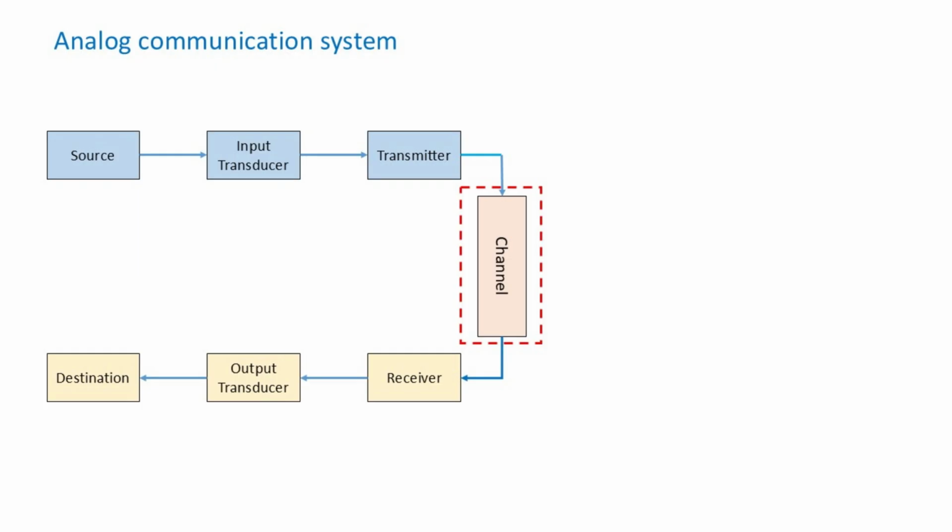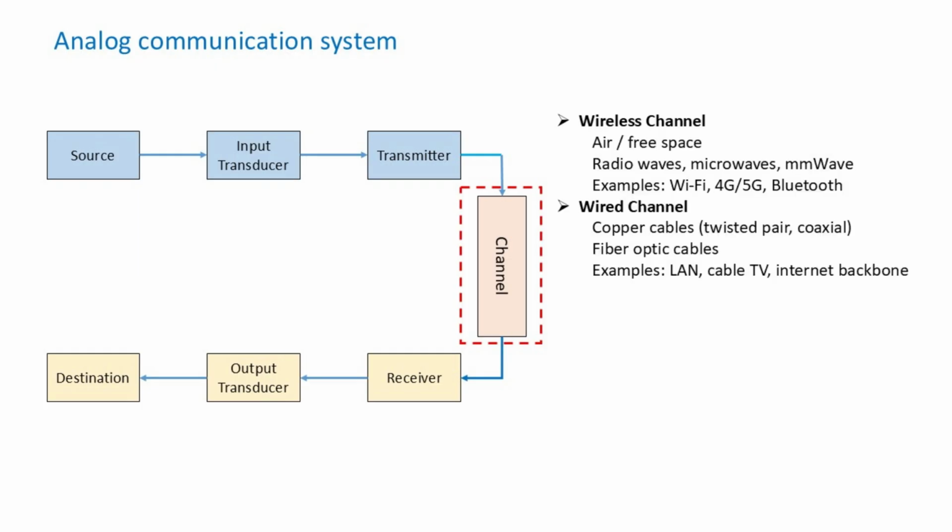The next block is the channel. The channel is the medium that carries the signal from transmitter to receiver. It can be wireless, where signals travel through air as radio, microwave, or millimeter wave, as in Wi-Fi, 4G, 5G, and Bluetooth. Or it can be wired, using copper cables or fiber optics, as in LAN, cable TV, and internet backbone systems.